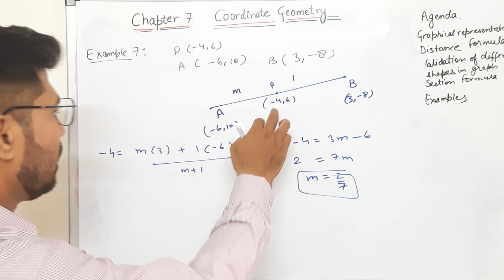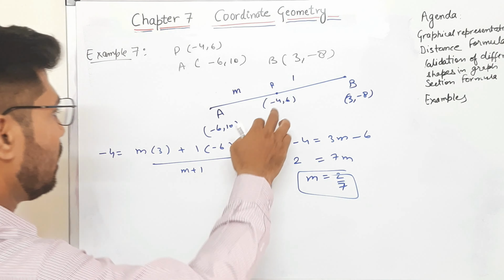Now if you solve this one, you will get -m1 plus 5 is equal to 0, which implies that m1 is equal to 5. So this point P divides this line segment in the ratio of 5:1.